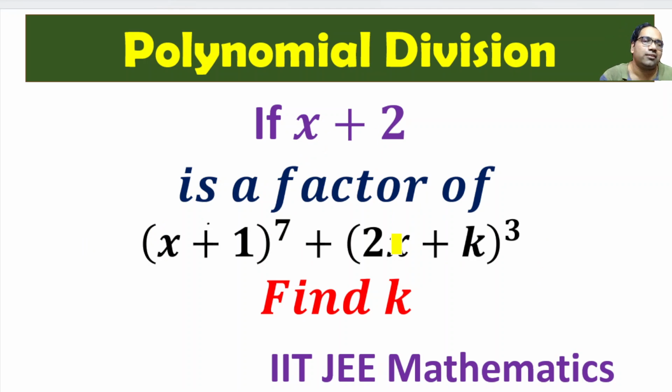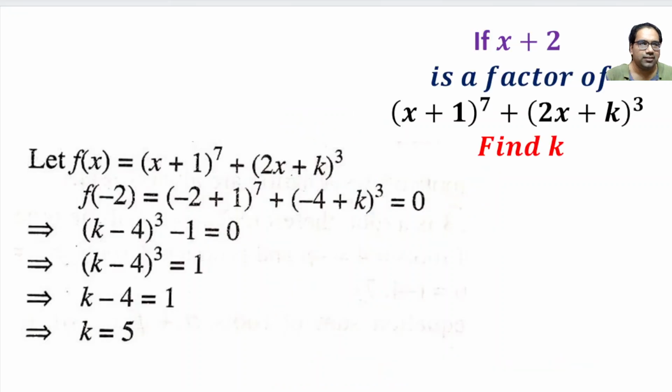What is a factor? Let's say if I say 7 is a factor of 35, that means 7 into something is equal to 35. Or we can say 4 is a factor of 12. What does that mean? 4 into something, that is 3. 4 into 3 is equal to 12. Or 7 into 5 equals 35.